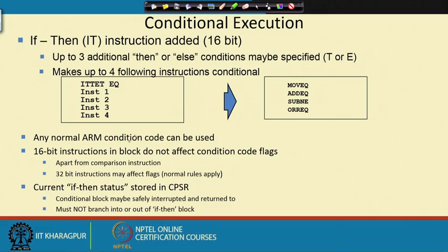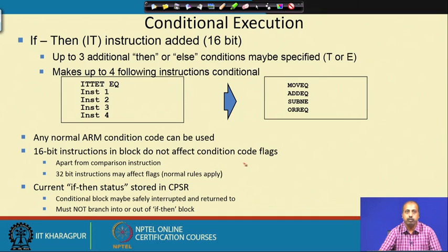Any normal ARM condition code can be used, and 16-bit instructions in the block do not affect condition code flags. They will not affect the condition code apart from the comparison instruction. 32-bit instructions may affect condition flags. That is the ARM instructions, so they will affect the condition flag. The current if then status is stored in the CPSR register. A conditional block may be safely interrupted and returned to, and must not branch into or out of the if then block.